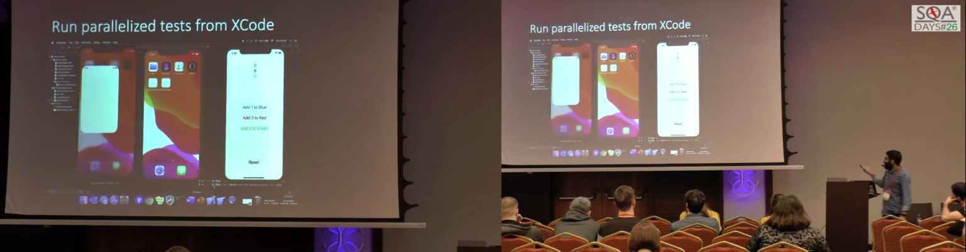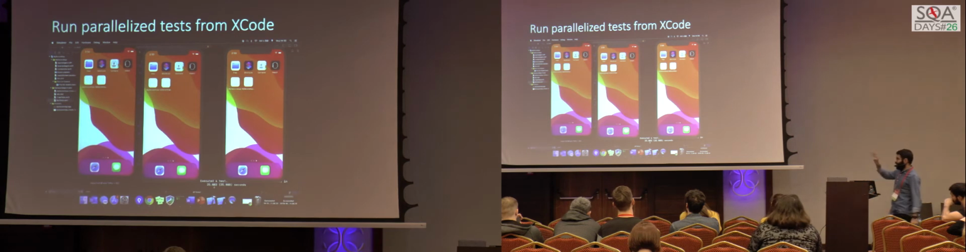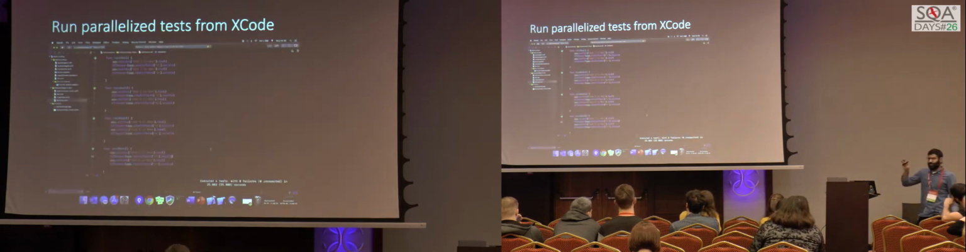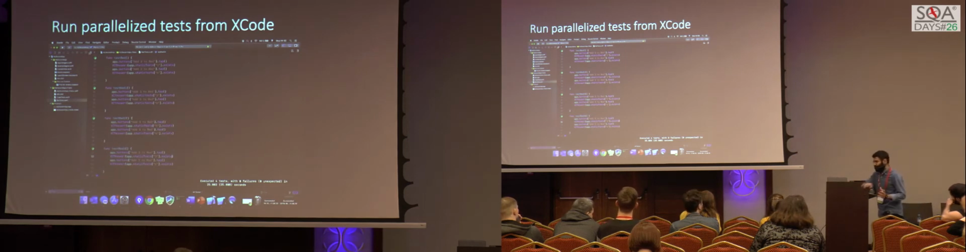So now I showed you how to run the tests in parallel from Xcode, by clicking on the button. Let's say we have these tests and we want to integrate them into CI, continuous integration. It means I want to run these tests on a server machine, a different machine. So I want a bot to run my tests. I don't want to do it manually.